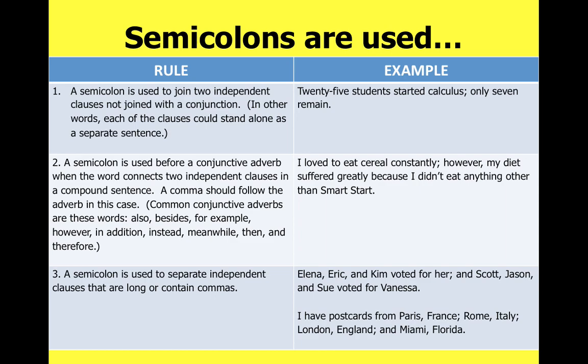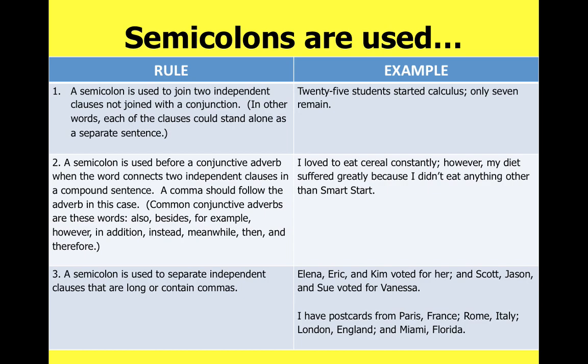So you see that the semicolon here is used right before that conjunctive adverb, however, which is followed by a comma. This is very similar to Rule 1 because both of these clauses are two separate sentences. They can stand alone. But in this case, we do have a conjunctive adverb here. Now, you could not do this with a normal conjunction like for, and, nor, but, or, yet, or so. It only works with these common conjunctive adverbs.